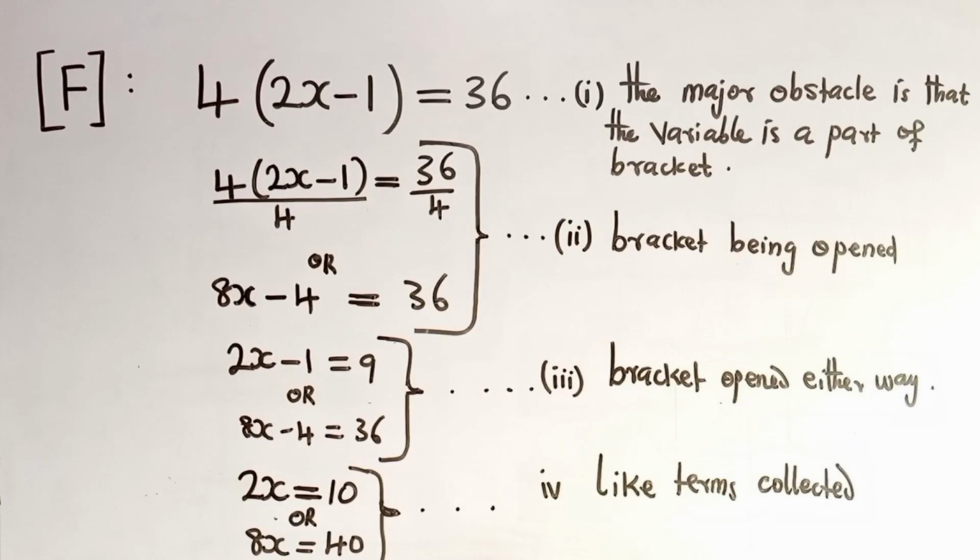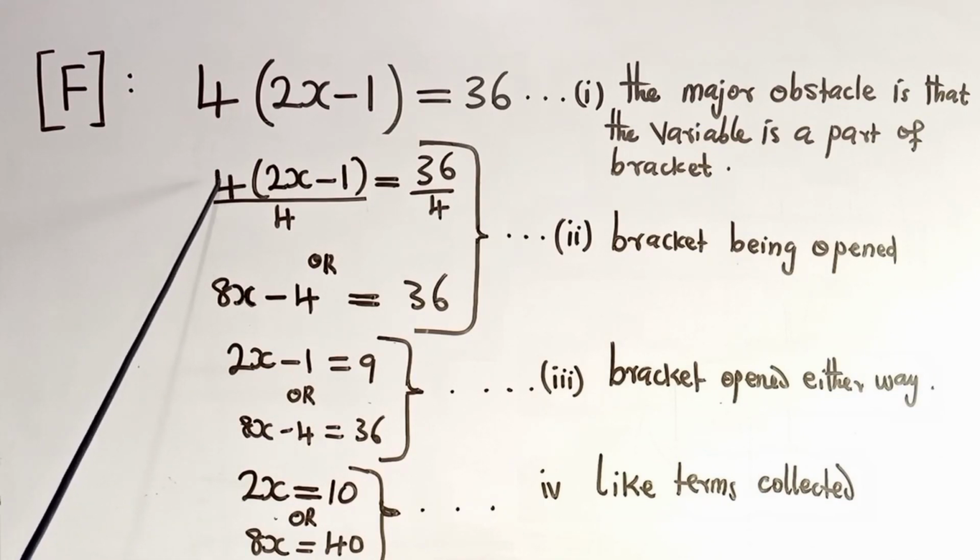So it is not compulsory that after we open the bracket on the left-hand side, the same thing must happen to the right-hand side. Just watch and see that 36 is the only number we find on the right-hand side. There is no need to open a bracket there because there is no bracket on the right-hand side. So only the left-hand side has a bracket to be opened.